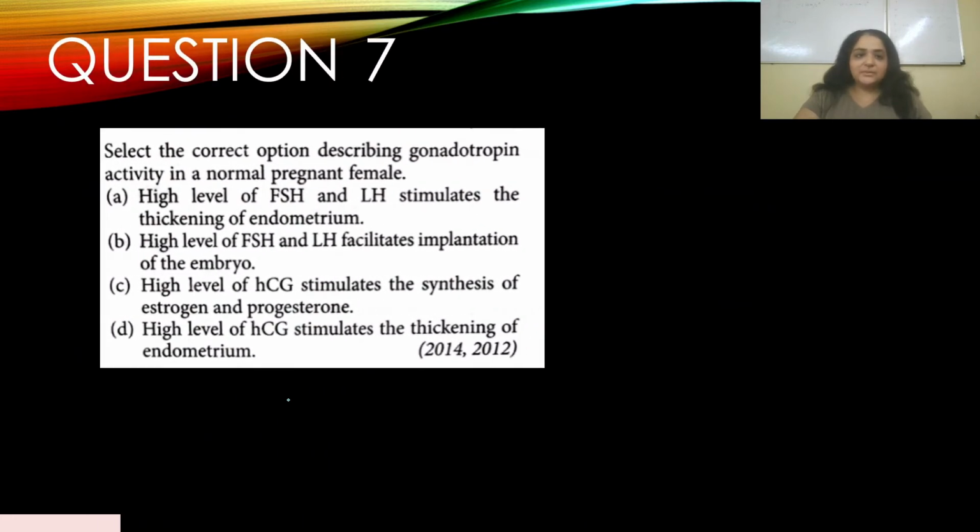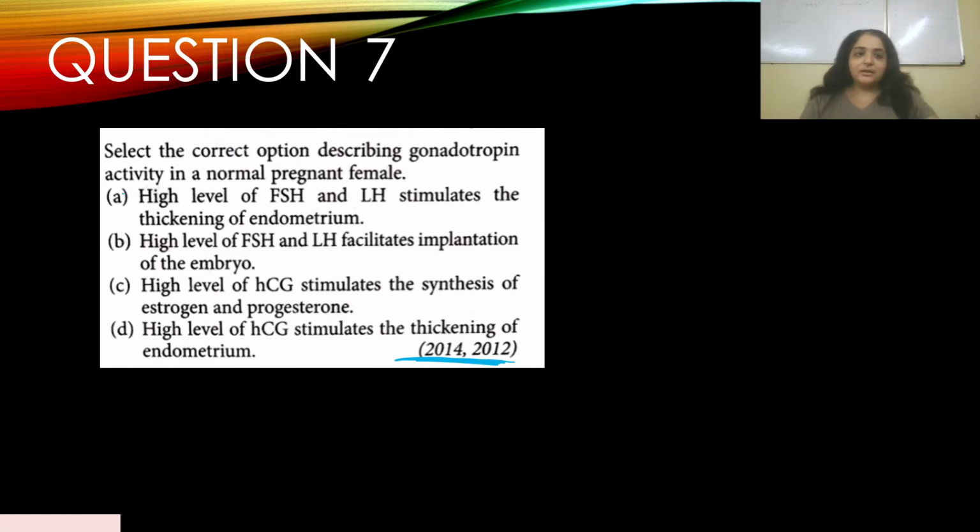Okay, so question number 7. Select the correct option describing gonadotropin activity in the normal pregnant female. This appeared in 2014 and 2012. Let's look at our options. A. High level of FSH and LH stimulates the thickening of endometrium. B. High level of FSH and LH facilitates implantation of the embryo. C. High level of HCG stimulates the synthesis of estrogen and progesterone. D. High level of HCG stimulates the thickening of endometrium.